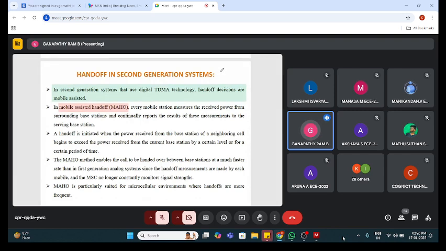The only thing is that the mobile equipment initiates the handoff and requests the handoff from the base station. If the handoff is acknowledged, then the handoff is done. This was the scenario in the second generation systems. Moreover, this MAHO technique is particularly suited for microcellular environments, where the handoff is more frequent.